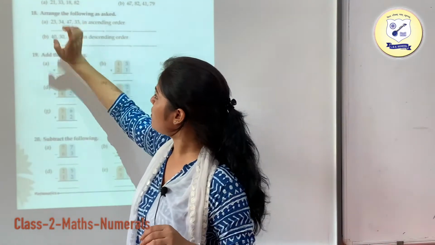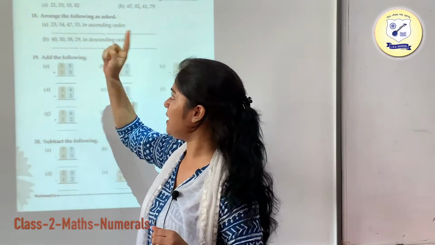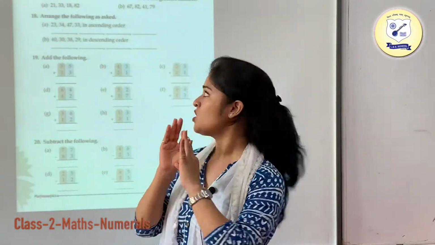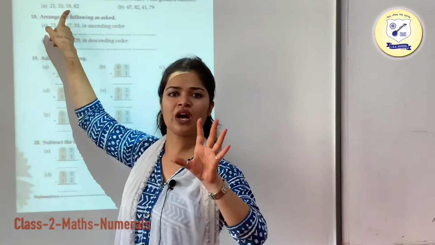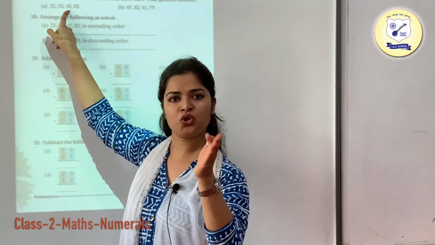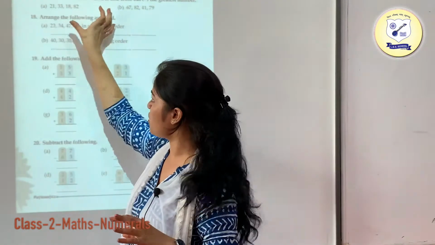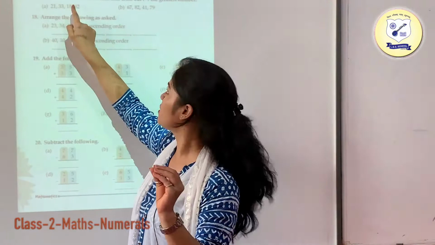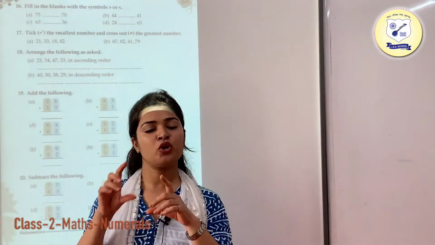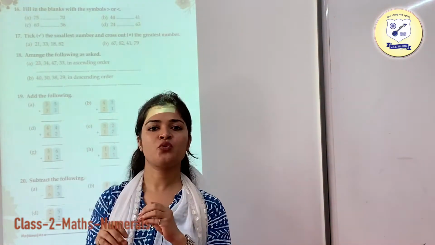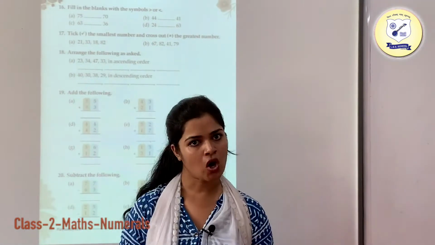Okay, so first of all, we are having 4 numbers which are 21, 33, 18 and 82. The smallest number is your 18. As we know the counting from 0 to 100, we know that 18 comes first among these 4 numbers, so this is going to be your smallest one. For that, we are just going to put a tick on it, and the largest one is going to be your 82. For that, we are just going to put a cross on it.